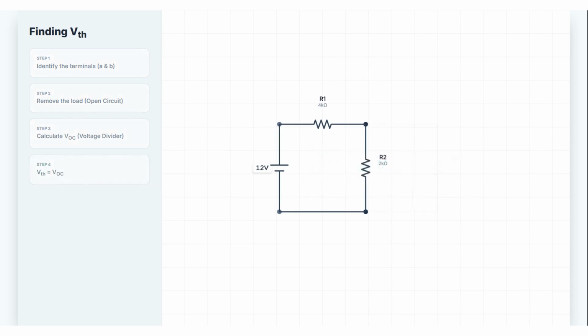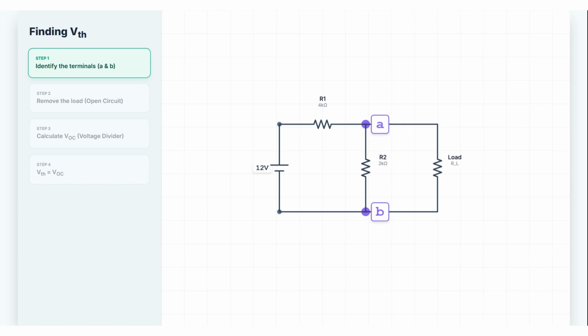Let me show you with an example. Here's a circuit with a 12-volt source, a 4 kiloohm resistor, R1, and a 2 kiloohm resistor, R2, connected in series. There's a load resistor, RL, connected across R2. We want the Thevenin equivalent as seen by RL. Step 1. The terminals are the 2 points where RL connects. Let's call them A and B.